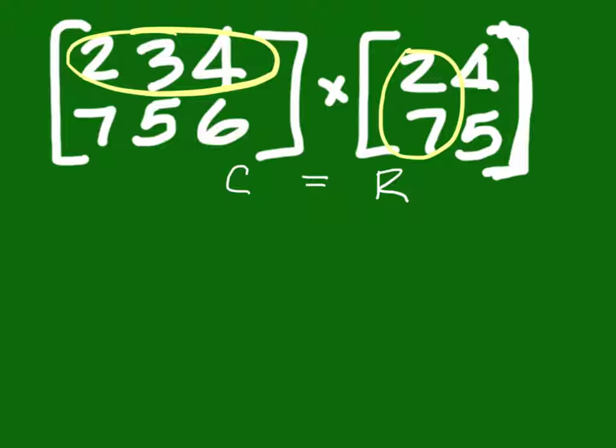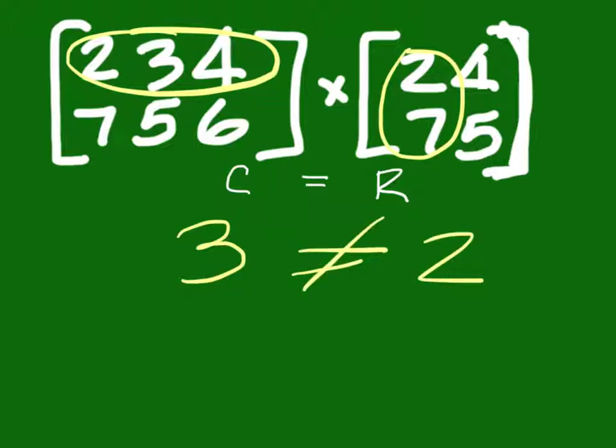Oh, and do these match up, though? I just noticed this. How many columns do we have in the first one? We have 3 columns in the first one, and how many rows in the second one? 2. So since they don't match, we can't do this, so the answer is no. I didn't intend for it to work out that way, but that's just the way it was. But this next one will.